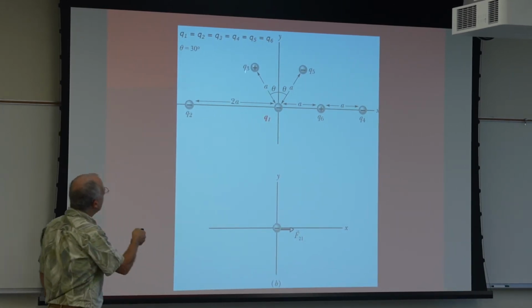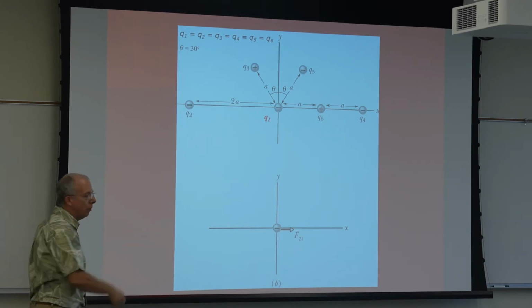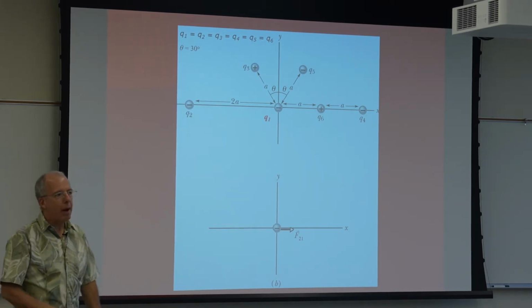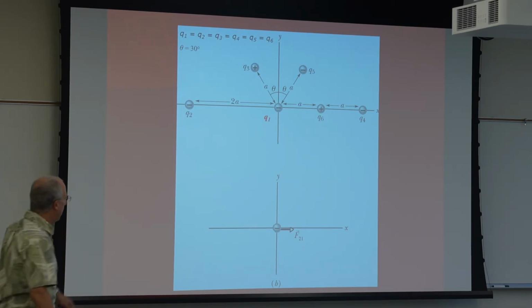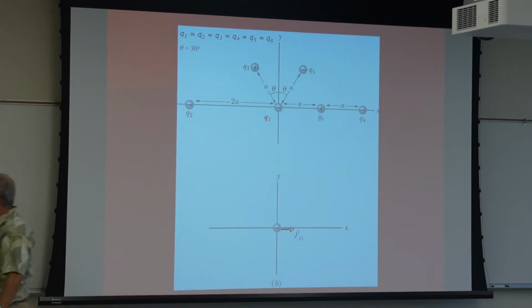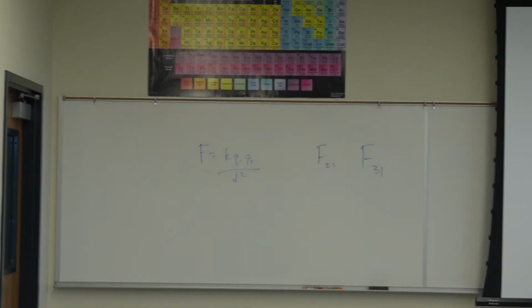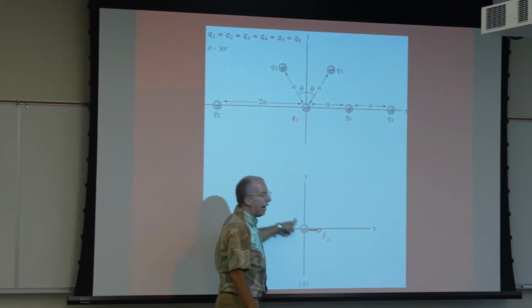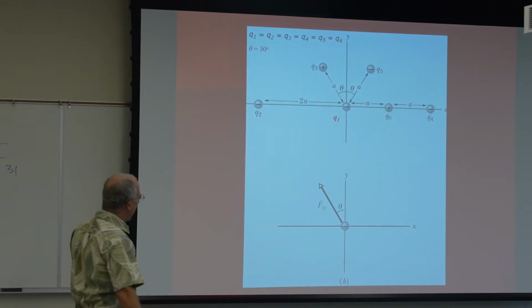Now, how is this force magnitude going to compare with this force magnitude? Bigger. How much? 4 times. Agree? 4 times, right? Because this is 2A, and this is just A. And again, it's divided by distance squared, right? So we're going to draw something up here, approximately 4 times the size as that. Agree? Okay, so there's F31.